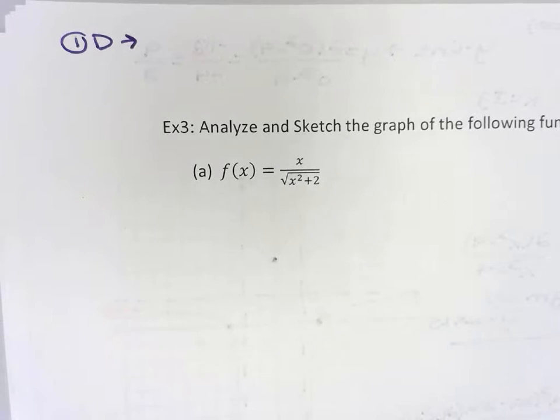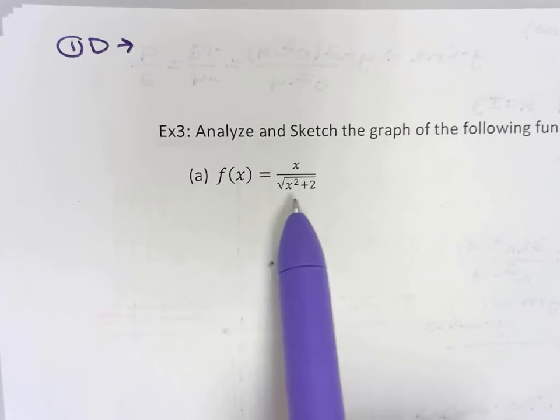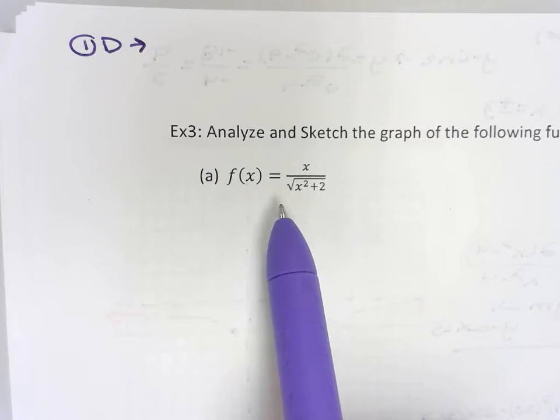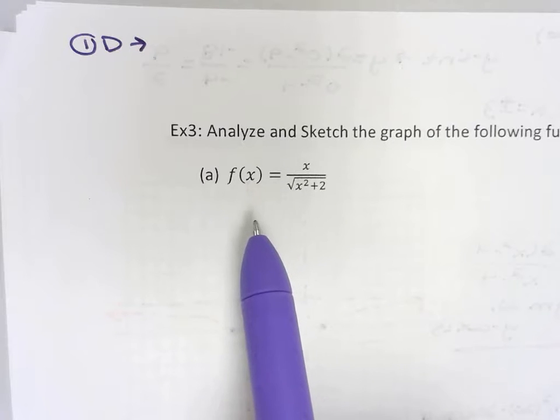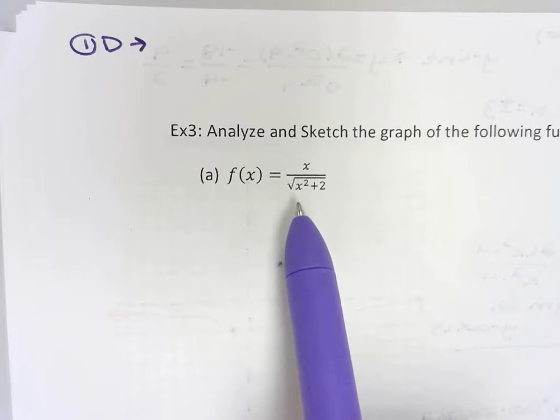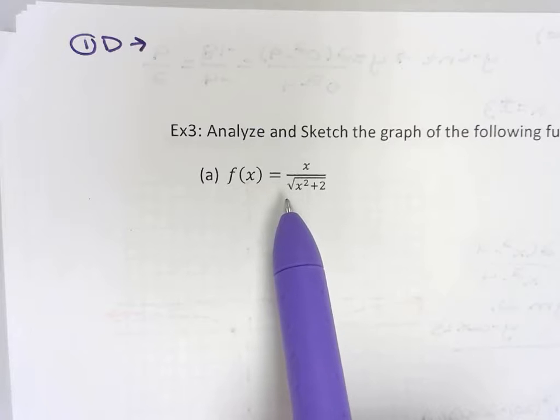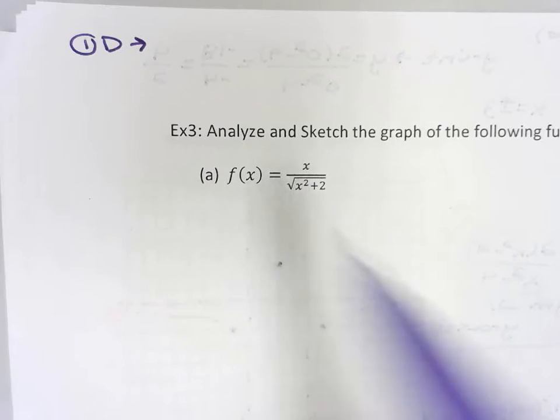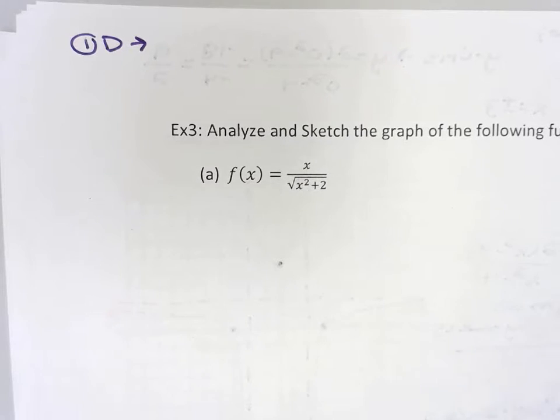Then let's look at my square root. I cannot take the square root of a negative. Is there any way that I can get the square root of a negative down here? Is there any number that I square, plus 2, that will give me a negative? No, because even if I plug in a negative x value, it's going to turn positive. So there's no way I can take the square root of a negative. So my domain is -infinity to infinity.